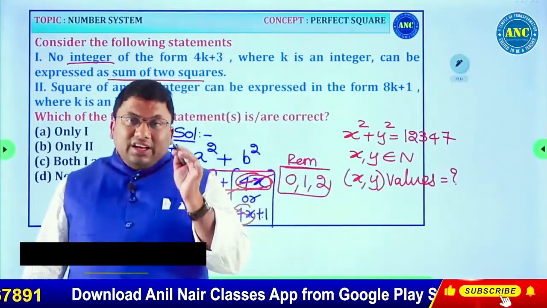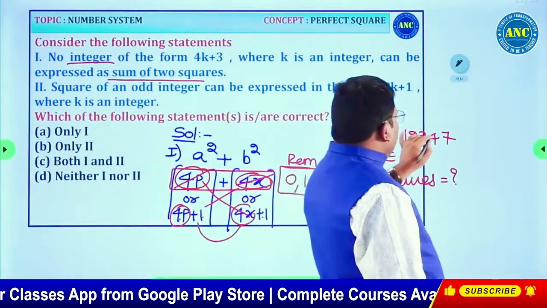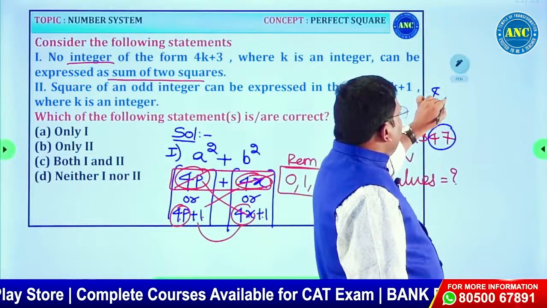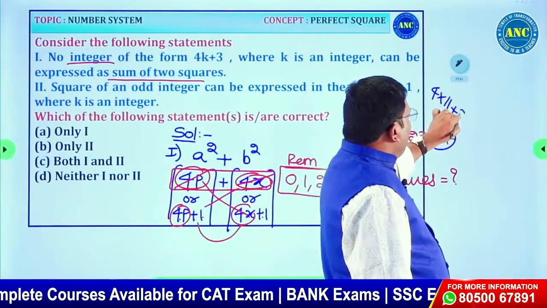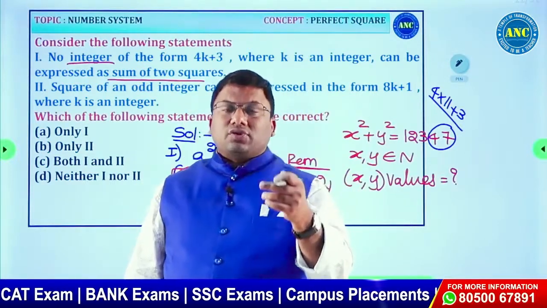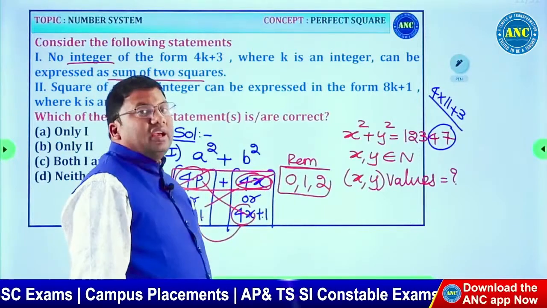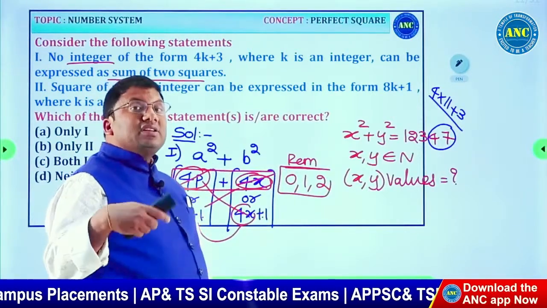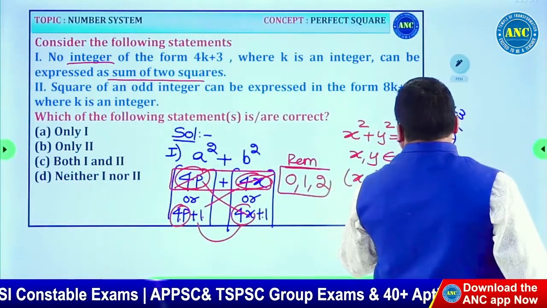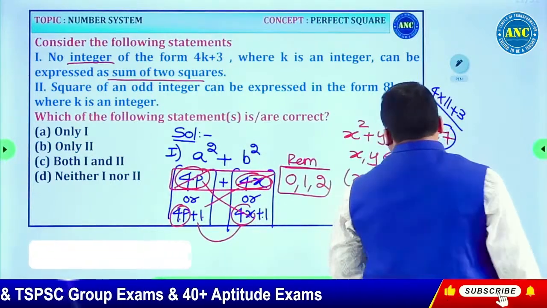Already we discussed, if you add any two squares, it can never give a remainder 3. 47 is 4 into 11 plus 3. The sum of two squares can never give remainder 3 when divided by 4. 4 elevens are 44, remainder 3. Not possible. Directly you can say no value of x and y will work.